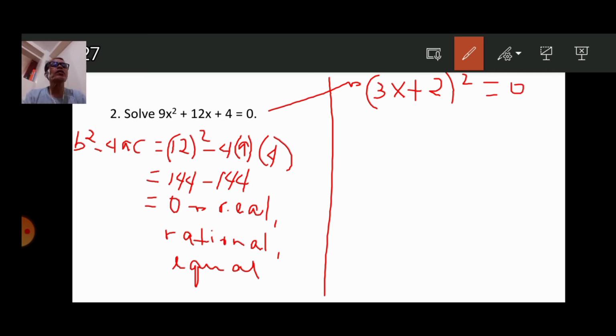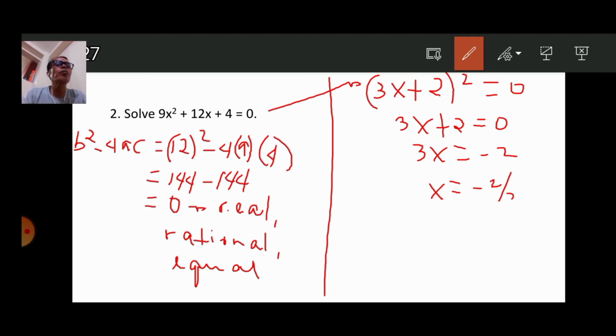Okay, equate the factors to 0, you will have 3x plus 2 equals 0. So you will have 3x equals negative 2. Then dividing both sides of the equation by 3, you will have x equals negative 2 over 3. Therefore, x sub 1 is equal to negative 2 over 3 and x sub 2 is equal to negative 2 over 3.